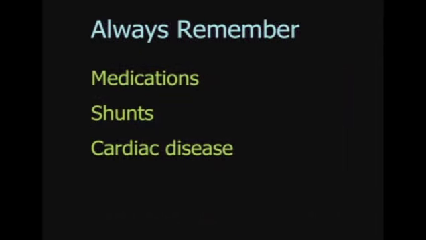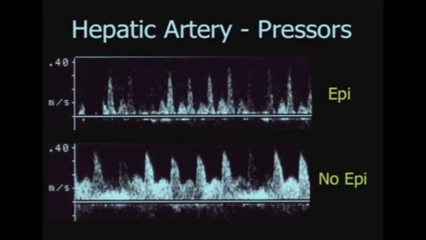Whenever you're doing these studies, always remember what medications the patient may be on. Always be cognizant that shunts and cardiac disease can also impact what you're looking at. So here is an example from a patient after liver transplantation, who had a very unusual waveform in the hepatic artery immediately post-op. But he was on high-dose epinephrine, was very vasoconstricted, and really had a much more normal waveform as he got better over the next few hours, and they were able to wean him off the epinephrine.